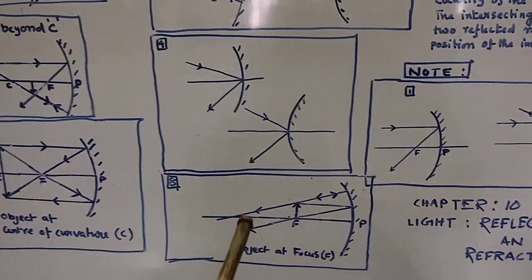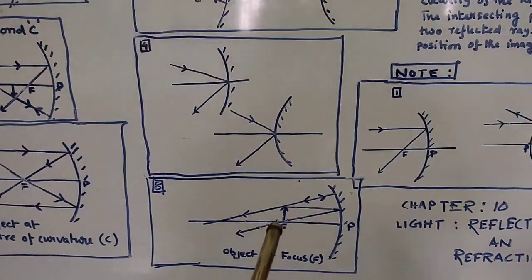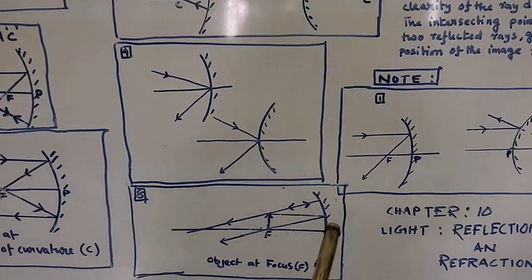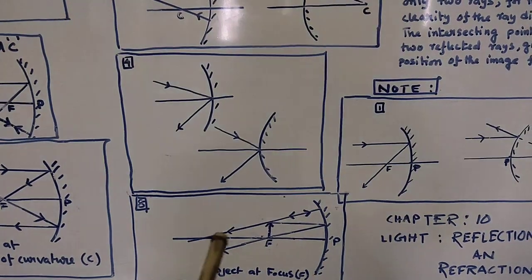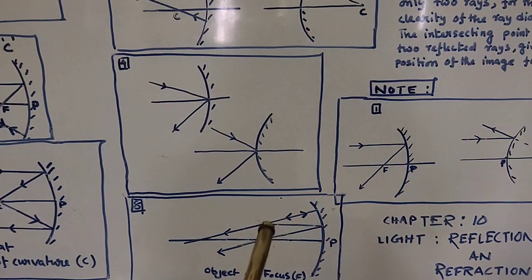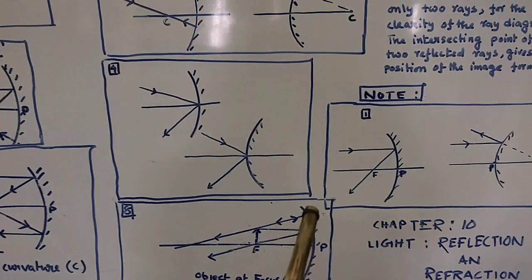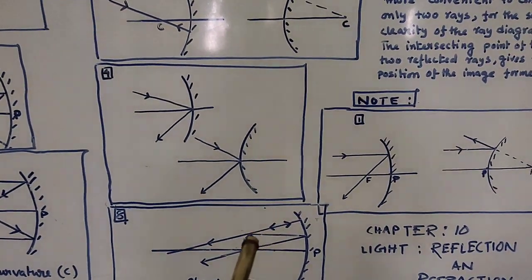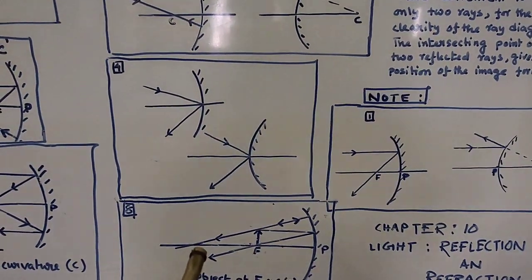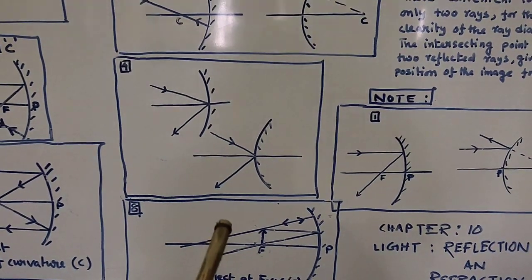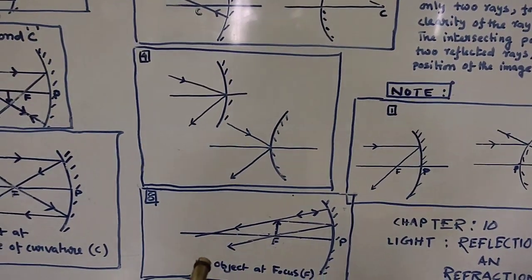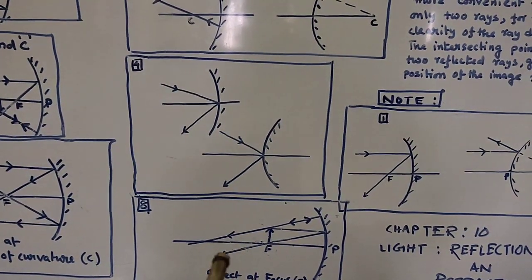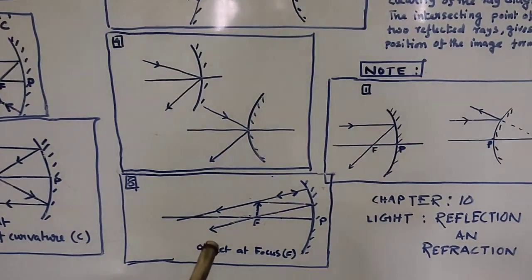Now in this ray diagram, you see, the object is at the focus. A ray moves parallel to the principal axis, and after reflection it passes through the focus, and another ray strikes the mirror normally. So after reflection it moves along the same path, and definitely this point must be the center of curvature. So these two rays are parallel. It means the image is at infinity. So if the object is at the focus, the image is at infinity.